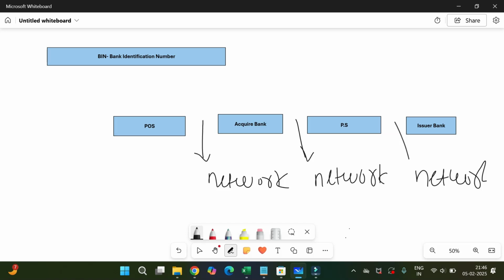These entities use a defined format to communicate with each other and send a message. With the help of the ISO fields, they send a message, or we can say they send a request to the other party. So there is one particular format they use.